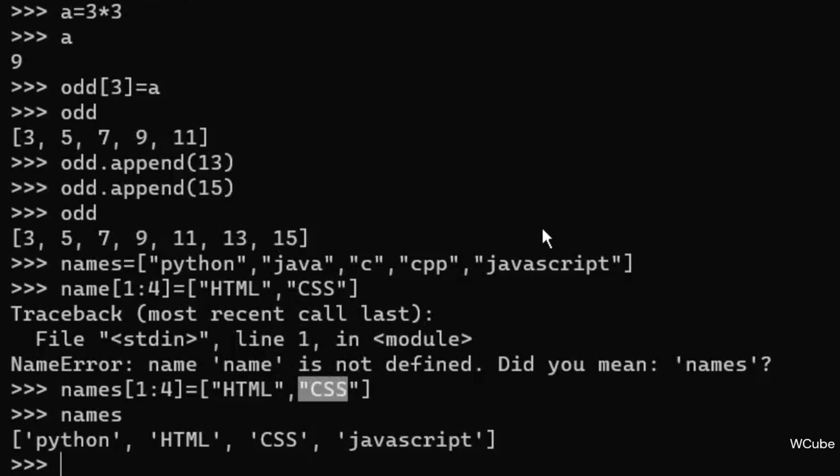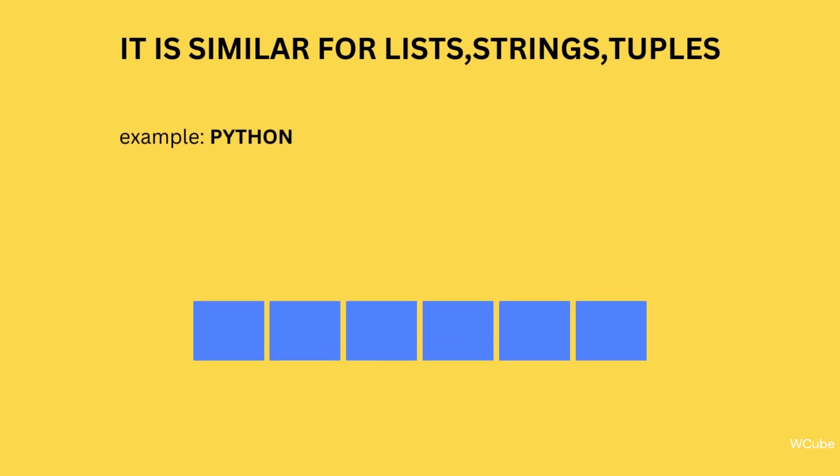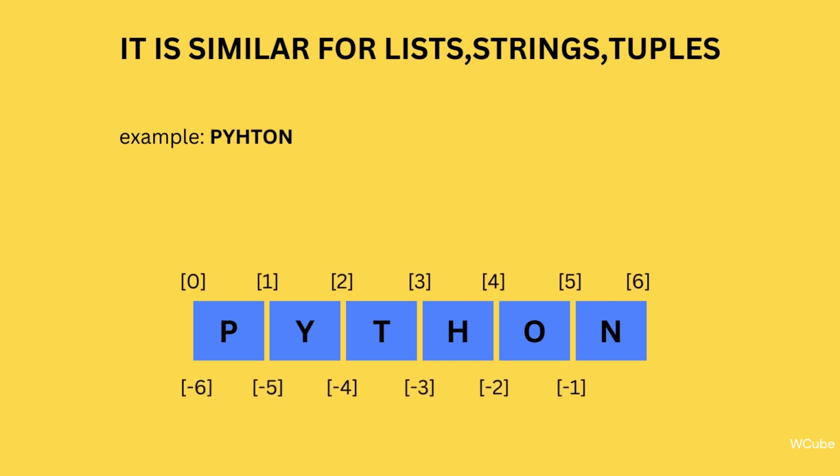Why does it not go to the four, first and second, three and four? Let me give an animation explanation for that. It is similar for all lists, strings and tuples. Now we see a simple example, the string value called Python. First, let's separate the string value by each letter in a block, and let's place the address marks. That is how slice operation works and is used in Python programming.